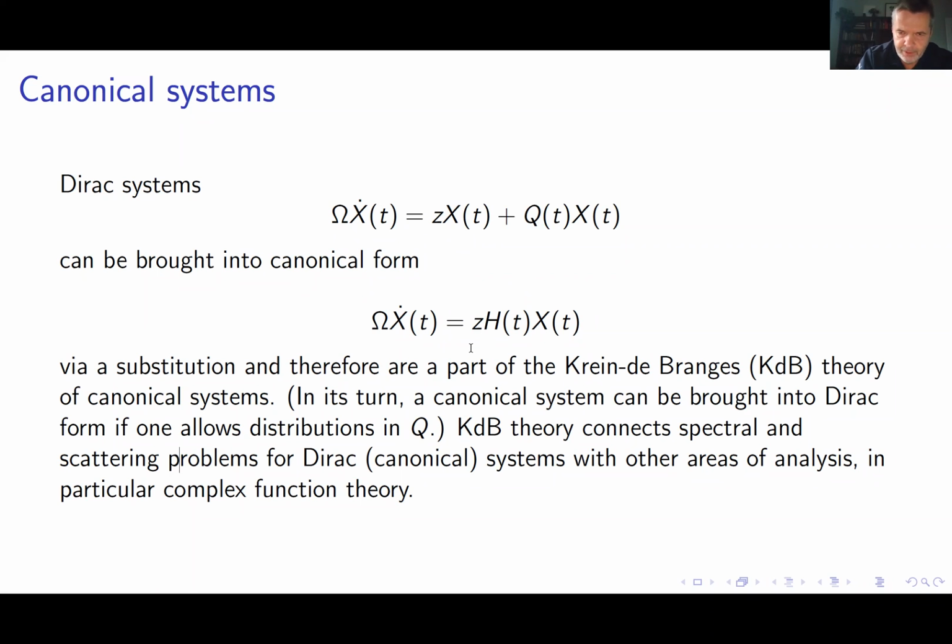You may ask, how about in the opposite direction? Well, any canonical system can be rewritten as a Dirac system, but only if you allow distributions in Q. So not quite. If you rewrite a Dirac system as a canonical system, then all the entries of H will still be functions. But since the Dirac system is a particular case of a canonical system, this whole Krein-de Branges theory with the de Branges entire functions and the de Branges spaces applies to Dirac systems as well. And let's recall that part of the theory as it applies to Dirac systems.